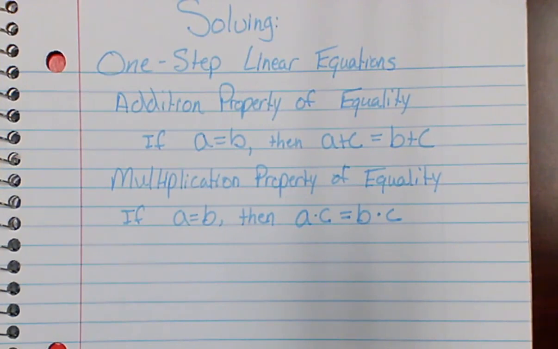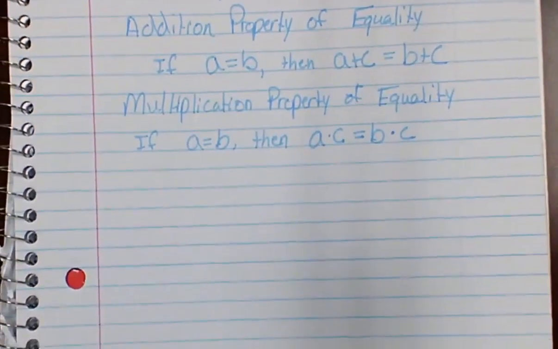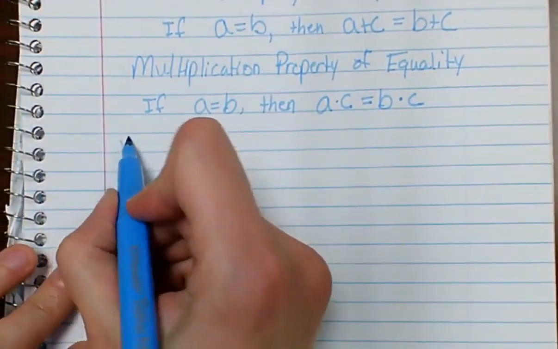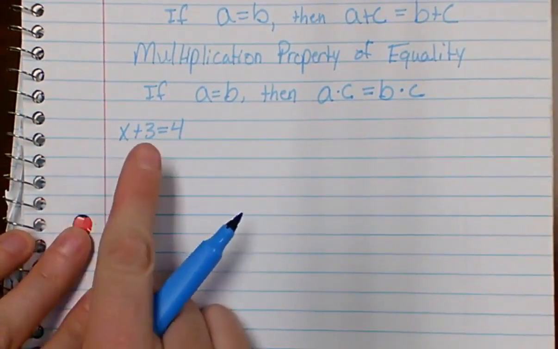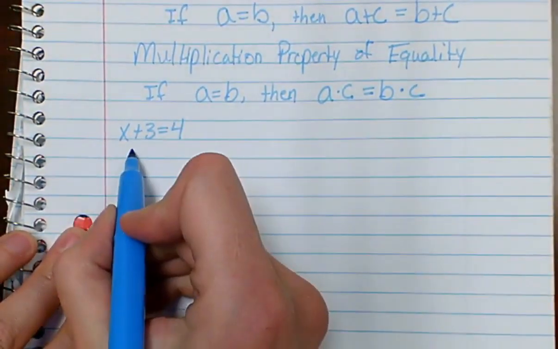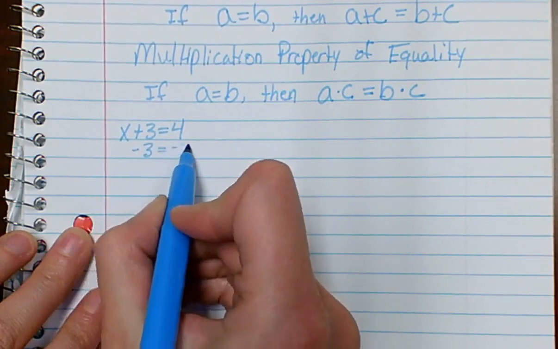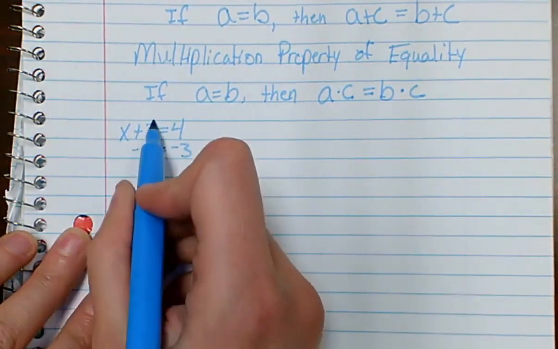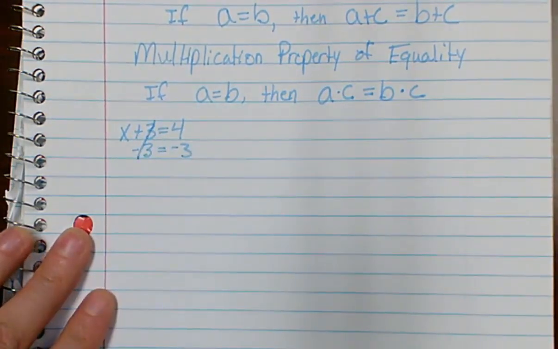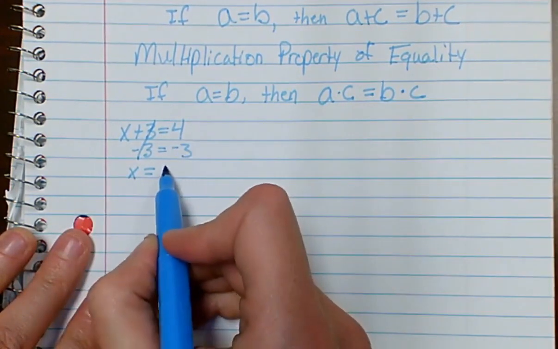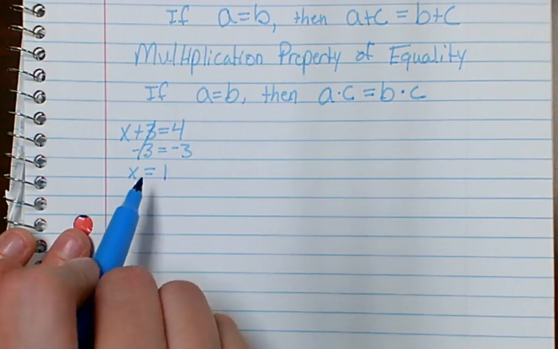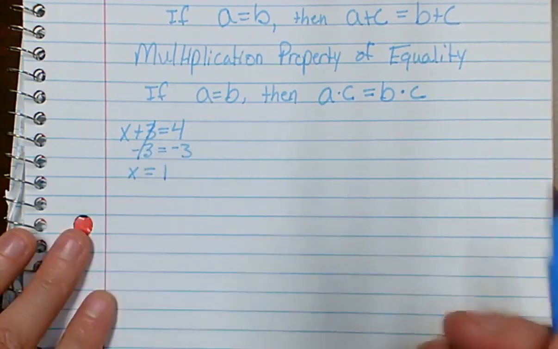So let's look at one-step linear equations. X plus 3 equals 4. What plus 3 equals 4? To solve this, we can subtract 3 from both sides. So that cancels the 3s out, and we have x alone. 4 minus 3 is 1. So then we can check our answer. 1 plus 3 equals 4.